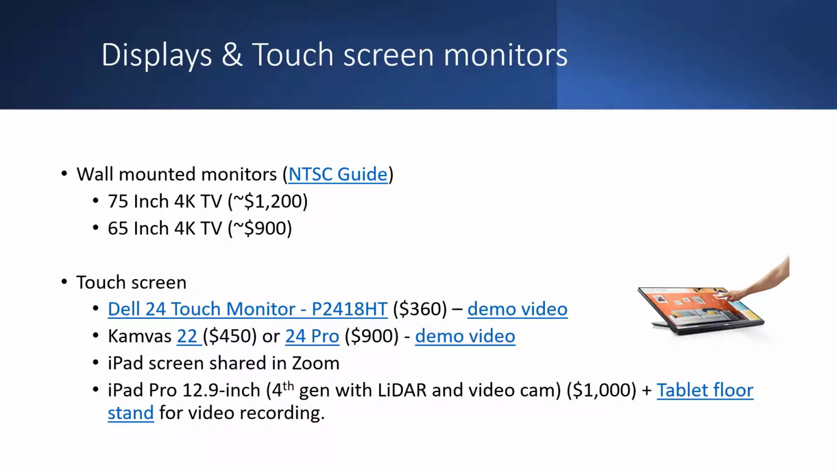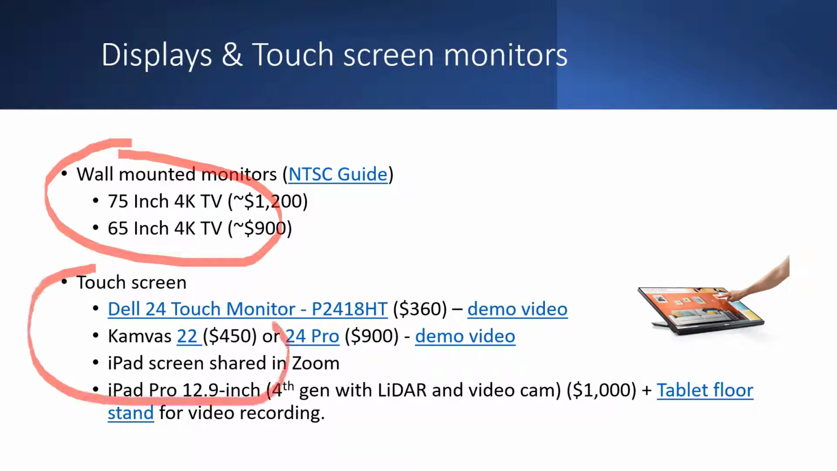So we have two monitor considerations. One is the wall-mounted monitors, which will enable the instructor and the students in the classroom to communicate with the students who are online. And the other one is a touchscreen that is meant to be on the instructor's station. That will allow the instructor to add annotation or use it as a whiteboard substitute.